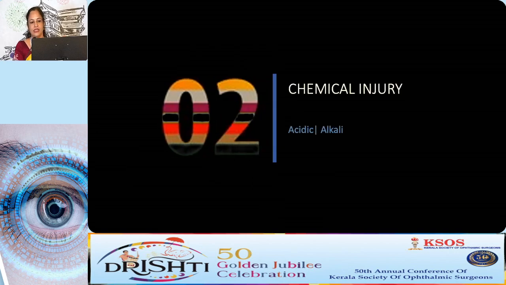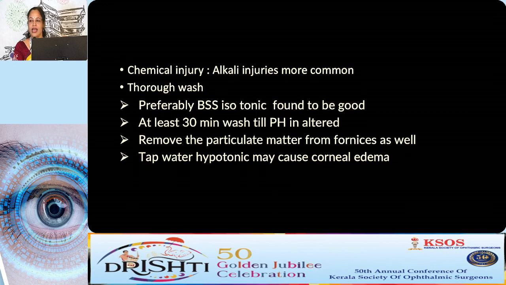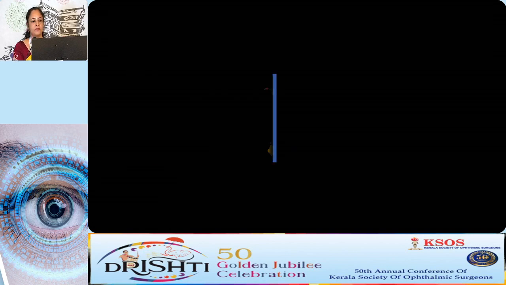The second scenario is a chemical injury. It could be acidic or alkali, and alkali is the most common. And as we do, usually you give at least a 30-minute wash till the pH is normalized. But remember to remove all the particulate matter from the fornices, avoid the conjunctiva, remove the particulate matter below the palpebral conjunctiva as well. And remember that tap water is found to be more hypotonic and may tend to increase corneal edema. So if you have BSS, that is more preferred.